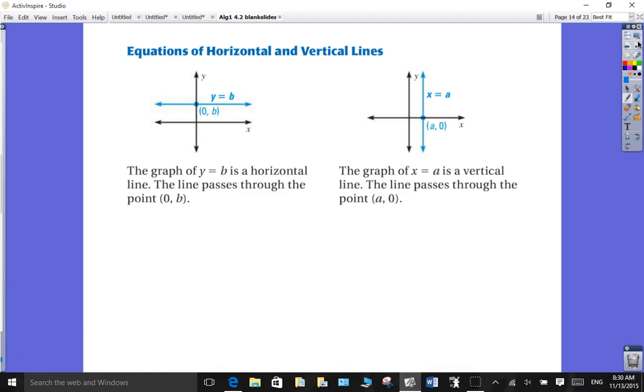So this just kind of summarizes horizontal, vertical lines, right? Horizontal line is y equals a constant. Vertical line is x equals a constant.